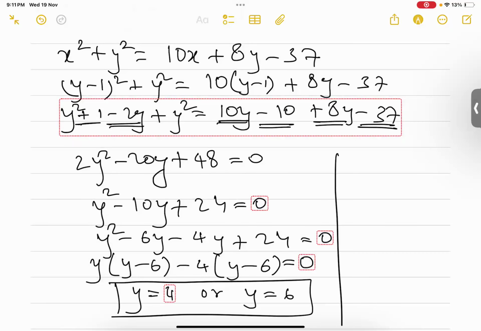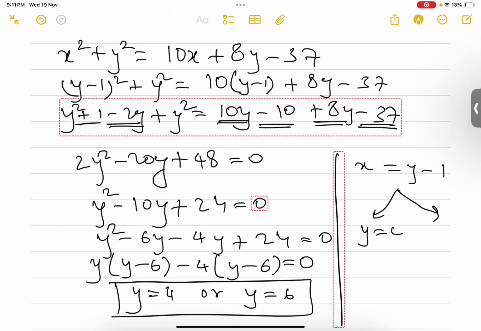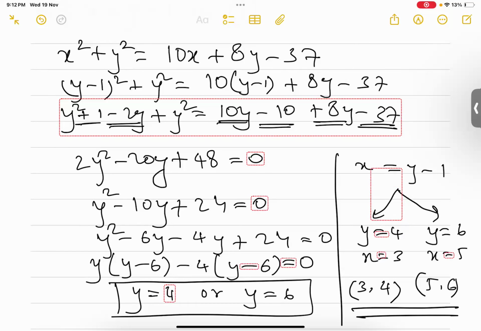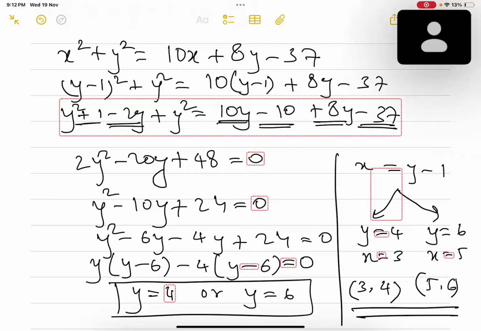Okay, x is equal to y minus 1. So when y is equal to 4, x is equal to 3, and when y is equal to 6, x is equal to 5. So point P can be (3, 4) and (5, 6). This is the answer. I hope you understood the solution of this. So guys, any feedback? Have you understood this? It is better than that locus method.